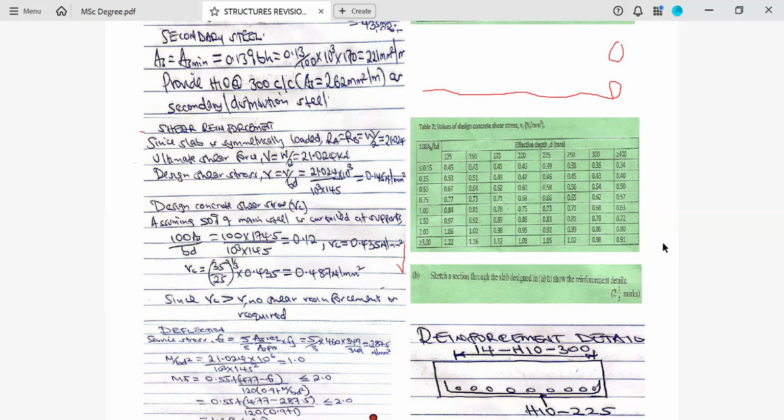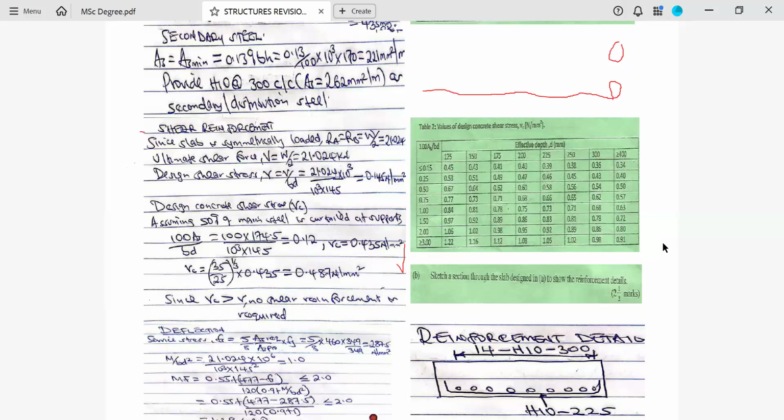145 means we can use the column of 150, because it will be so difficult or time consuming to extrapolate. It's a waste of time. We can stick to the 150, effective depth of 150, because ours is 145. And then remember 100 As over bd is 0.12, which means it is equal to or less than 0.15.